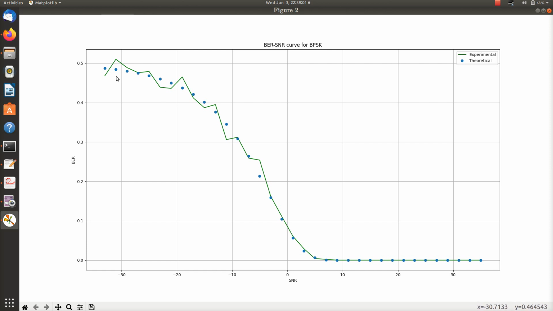Here the bit error rates are more because there is a great amount of noise. Minus 30 dB is a very poor signal to noise ratio. Noise is more and signal is less. As the SNR improves to 20-30 dB, you can see that all bits are received correctly. So that is how you understand the bit error rate versus SNR curve. This is the most important curve in any digital communication system.